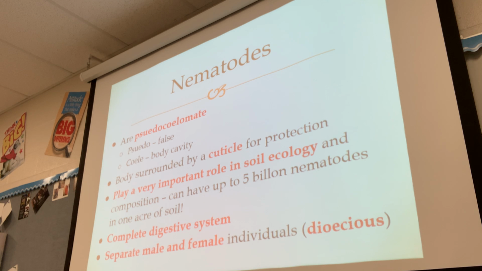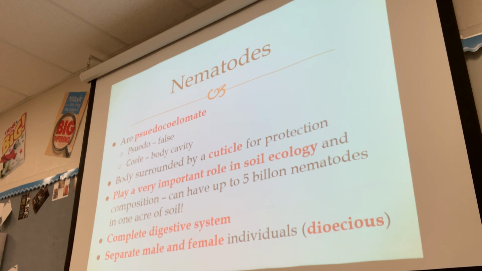They also have separate male and female. This is something we haven't seen before either. This ability to have separate male and female is something we call dioecious. Dioecious, that means two, means that there are separate male and female. So obviously many of the more complex animals that we know about, reptiles, amphibians, and all those, they're dioecious as well. They have separate male and female.